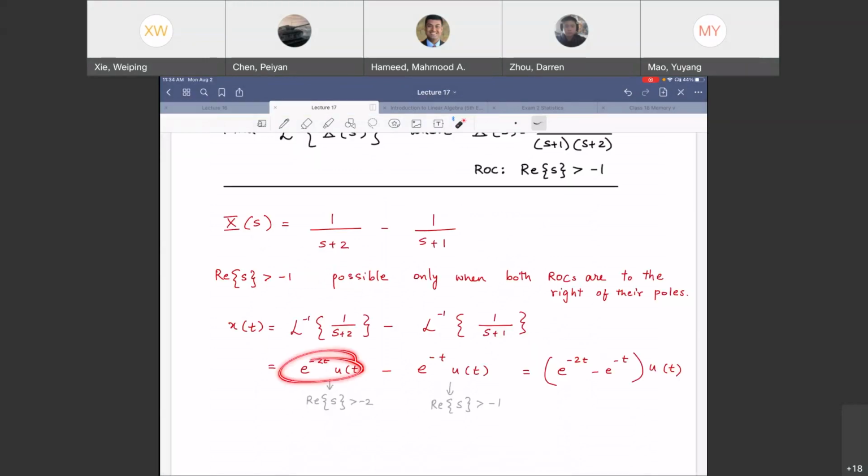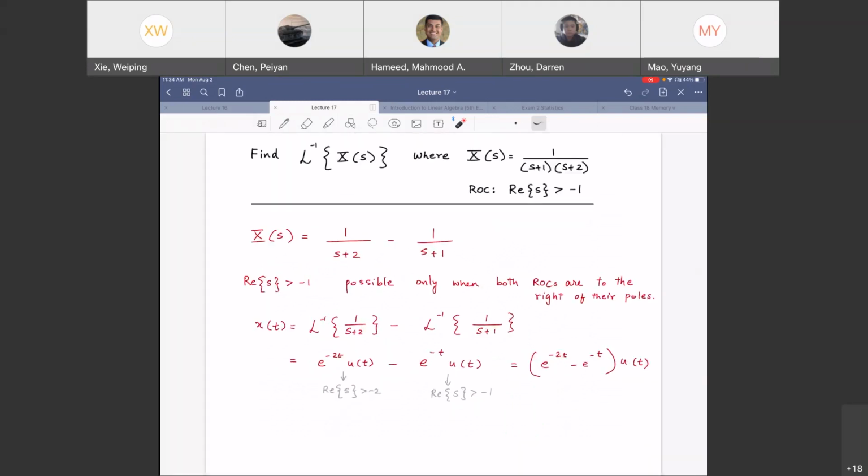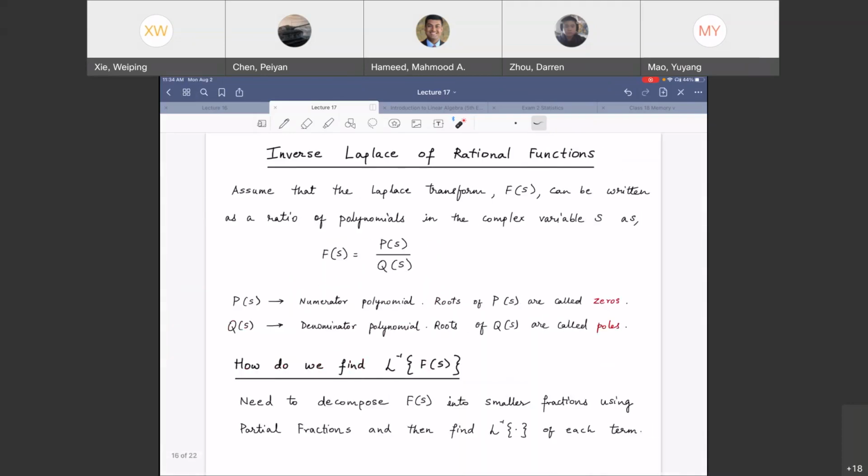All right. So I've got this from the first one, I've got this from the second one. Both of them right-sided. So I just combine them and write the time domain function as this: e to the minus 2t minus e to the minus t times u of t. Questions about this example? Given a function in the Laplace domain and its region of convergence, finding the inverse Laplace transform. Little game with partial fraction expansion, little game with identifying the type of the signal by looking at the region of convergence of the overall one. Very simple.